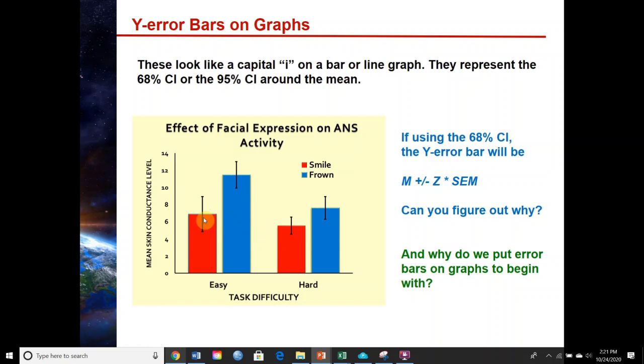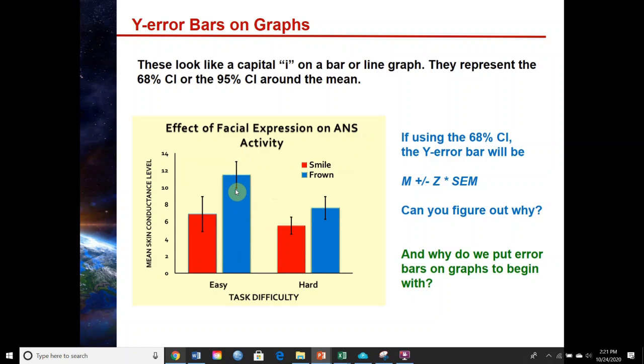Now make sure if you're using 68% confidence intervals, that that's true for every single mean. You can't use 95% here and 68% there, etc. You can't mix and match, okay? So that is one reason why we include these confidence intervals, these Y error bars.